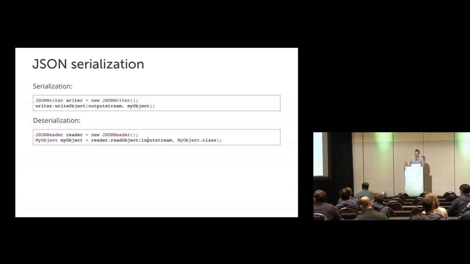So we have some kind of a JSON writer class that's going to take an object and serialize it for us into JSON. And then at some point later, we're going to read it back in and specify the class that it's supposed to create. We're going to read stuff in and just create a new object.